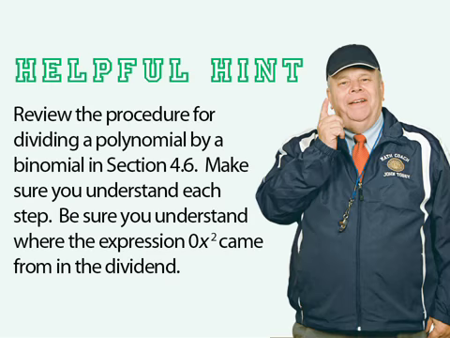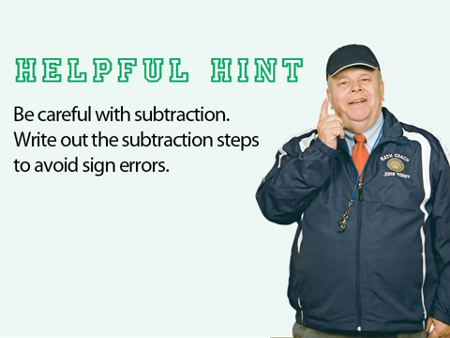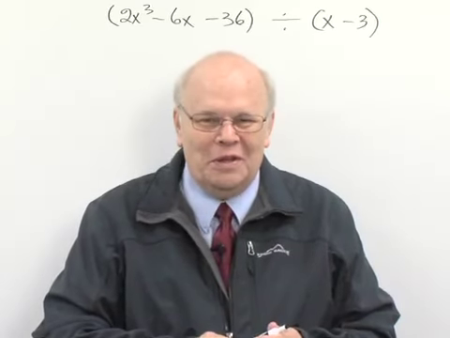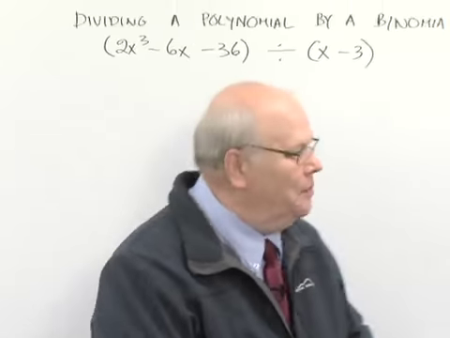Review the procedure for dividing a polynomial by a binomial in your textbook. Make sure you understand each step. Be sure you understand where the expression 0x squared came from in the dividend. Be very careful with the subtraction. Write out your subtraction steps to avoid sign errors. Now this time we have to be very careful, so let's go over the steps and think about each piece.